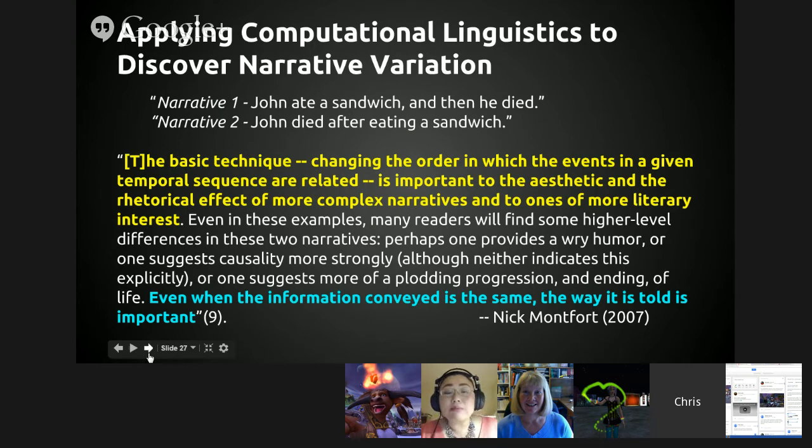Even in these examples, many readers will find some higher level differences in these two narratives. Perhaps one provides a wry humor, or one suggests causality more strongly, although neither indicates this explicitly. Or one suggests more of a plotting progression and ending of life. Even when the information conveyed is the same, the way it is told is important. This is why he is emphasizing an expression plane, not just a content plane, which is, you know, what exactly the story is about.